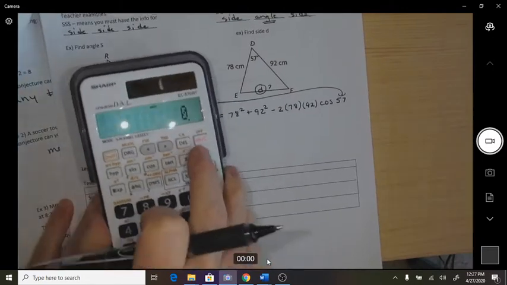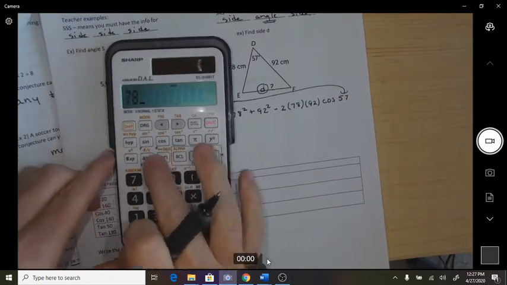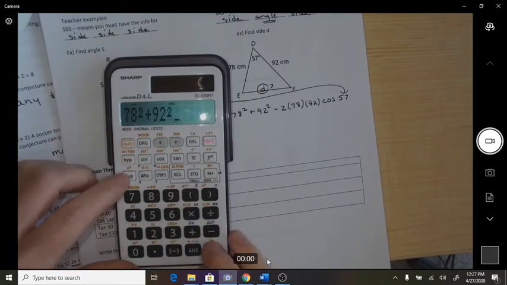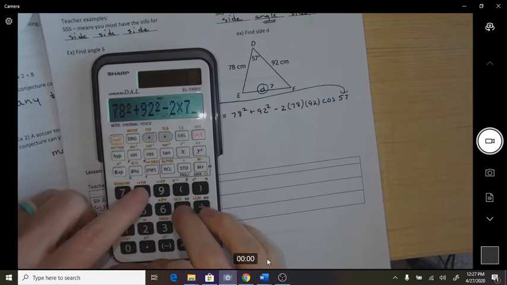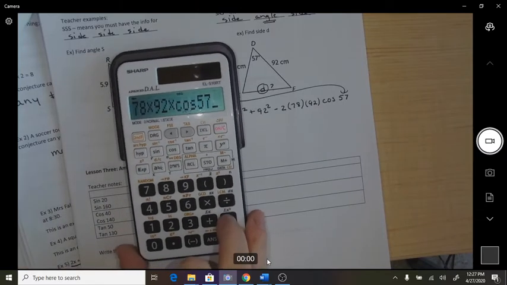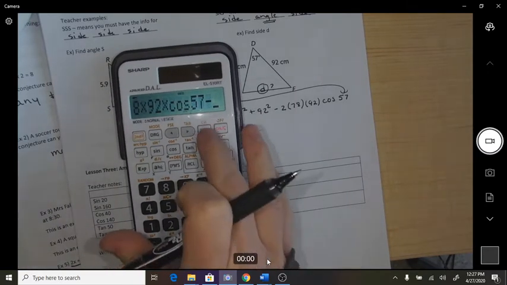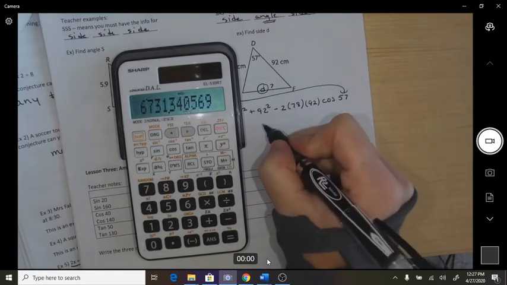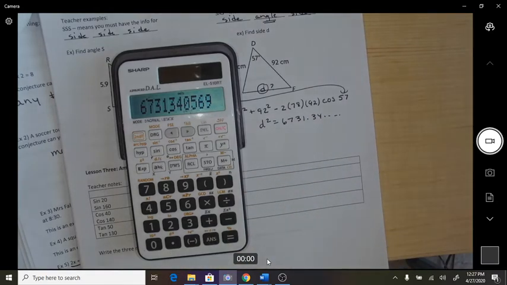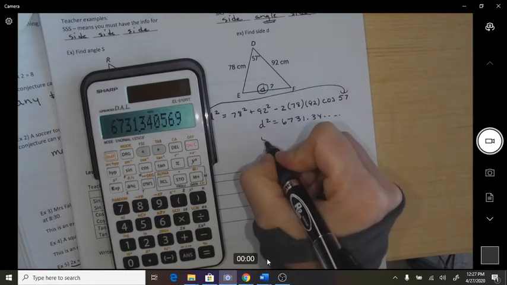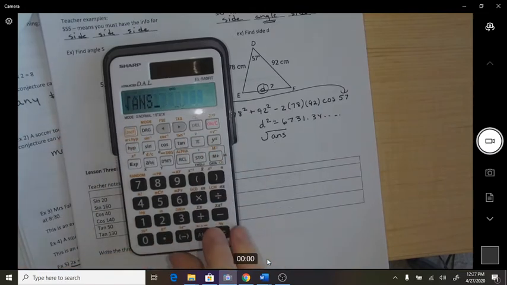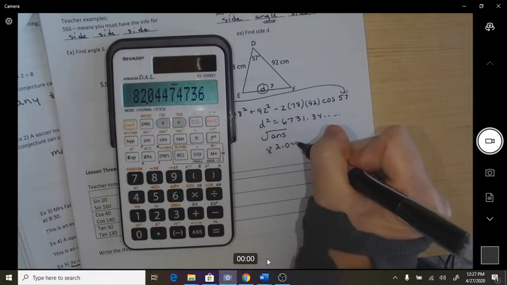Now this is nice because you can type it all in one step. So 78 squared plus 92 squared minus 2 times 78 times 92 times cos 57. Okay, it's all in there. Equals, so D squared is, that's D squared. Okay, but I'm not done. I don't want D squared. So now I would go square root, and then I would say square root of that answer button. So 82.04 is that side.